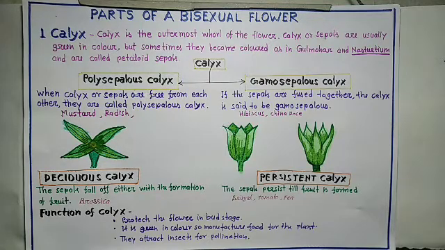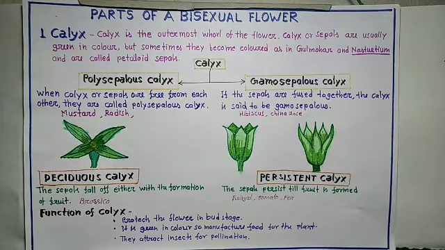In the previous video we discussed sexuality in flowers, bisexual flower and unisexual flower. But today we will discuss the parts of a bisexual flower. There are many parts of a bisexual flower. First is calyx, second is corolla, third is androecium, and fourth is gynoecium. But in this video we will discuss only calyx and corolla.